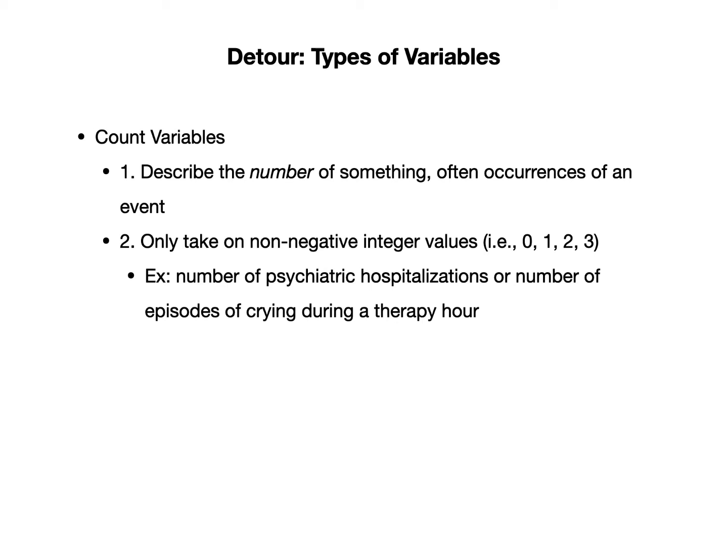You don't have, for example, in the citation example, you don't have half a citation. You either have a citation or you don't. Or you have 2 or 1, but not 1.5.